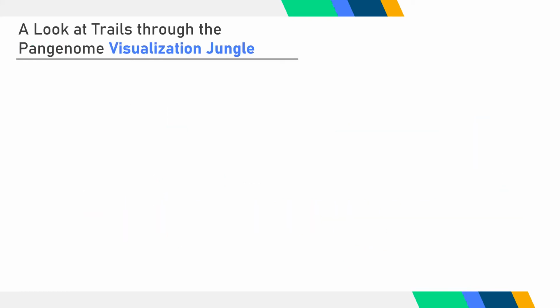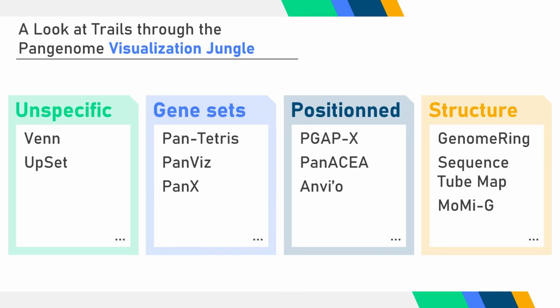For the visualization of these definitions, multiple representations have been proposed. We can divide them between multiple categories. The unspecific and gene sets representations are mostly fit for gene-based pangenomes, while the positioned and structural representations are mostly fit for sequence-based pangenomes. Multiple tools have been created for these representations.